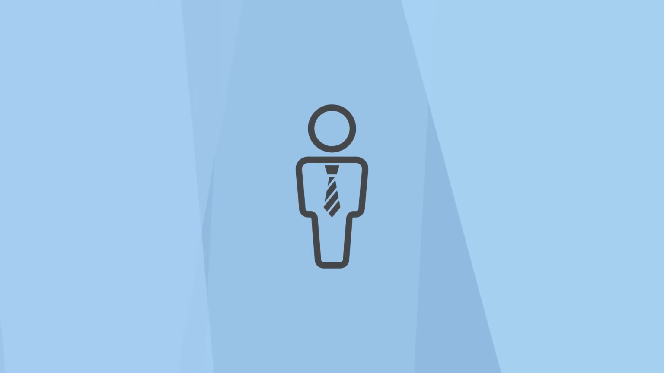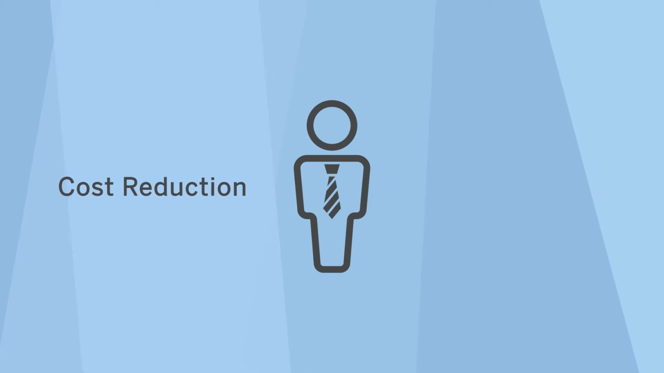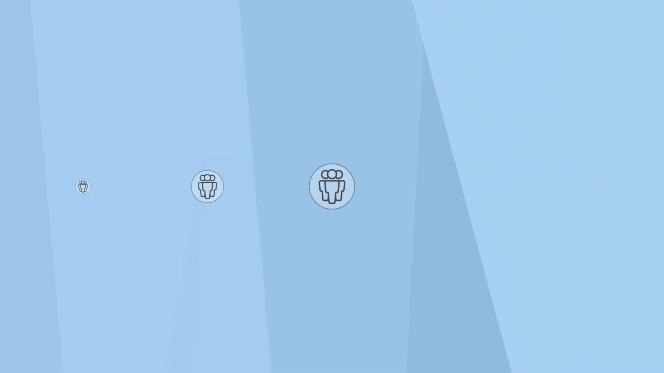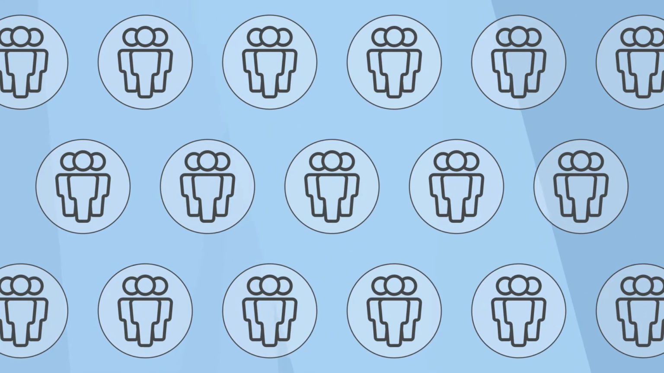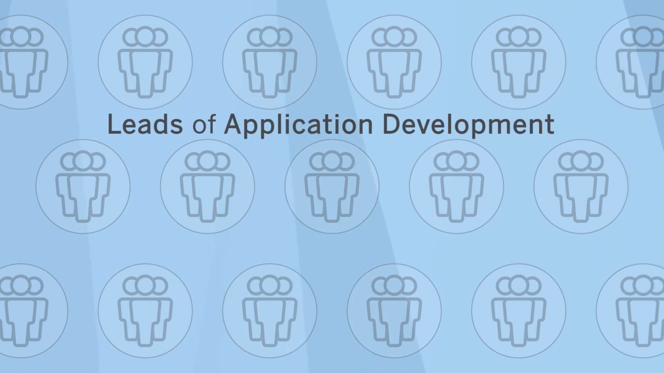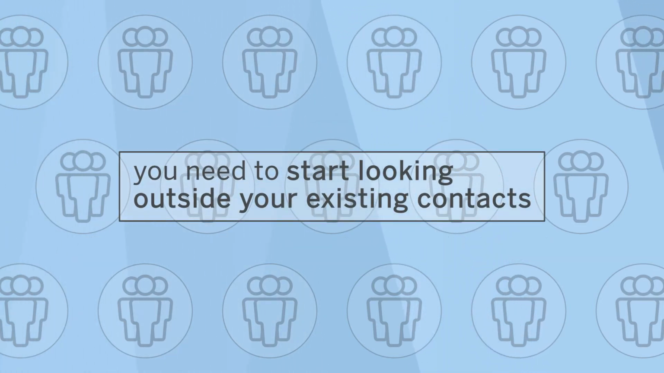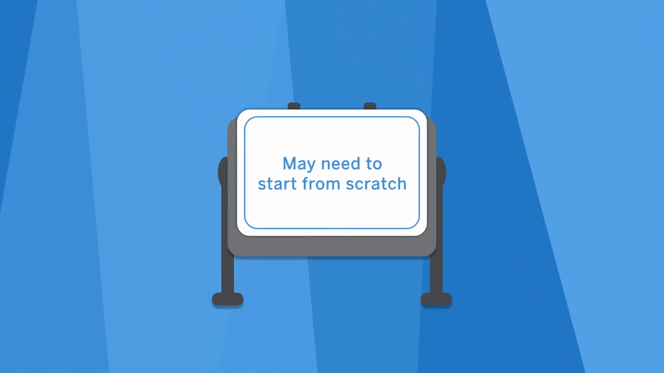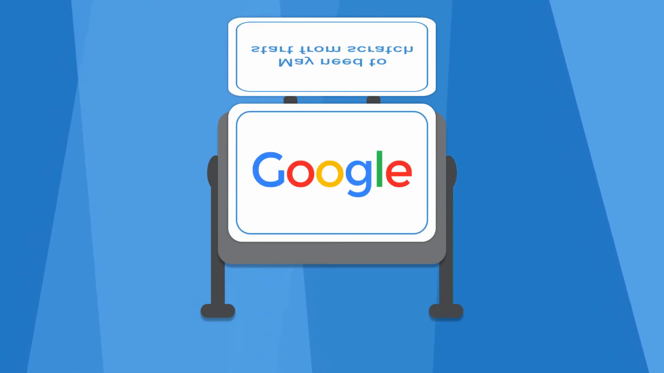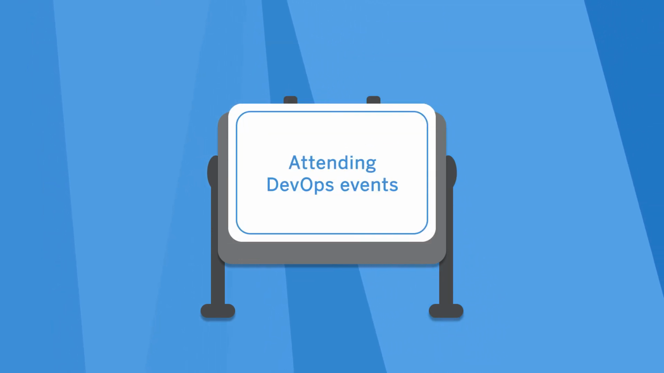Starting at the CXO level is the easiest but least accessible starting point at your customer. They are typically interested in cost reduction and revenue growth. In a growing number of customers, the new role of a DevOps lead can be found, interested in tooling, automation and culture. And of course, the leads of application development are looking for new ways for more quality and agility in the development. So, to engage, you need to start looking for these teams outside your existing contacts. Your existing contacts may be able to help, but you may need to start from scratch with basic research like internet search, social media, LinkedIn, Xing, attending DevOps events, etc.